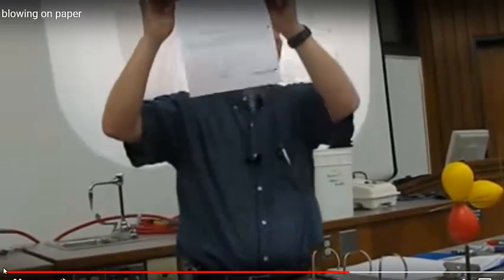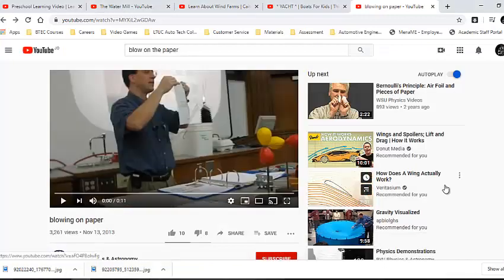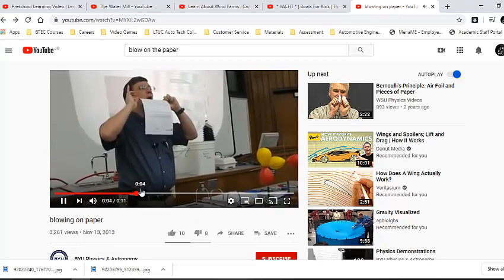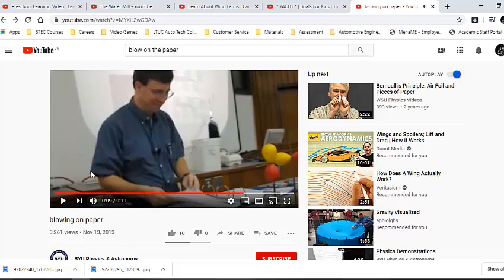Okay, I created lift on a piece of paper. Let's watch it again and see what happens. Okay, I created lift on a piece of paper. So the stronger wind will give the paper more force, so it will move stronger and faster. You can try it at home. You can blow gently and you can blow strongly, and see the differences between how the paper will move when you blow gently and when you blow strongly.